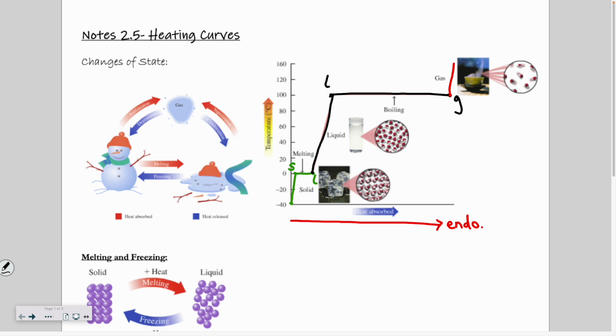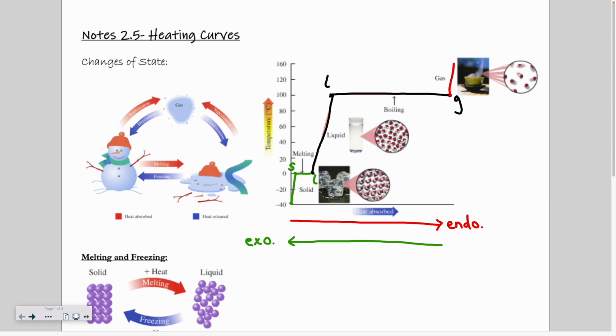If instead I went backwards on this heating curve, meaning I'm removing energy, so if I'm going from a gas to a liquid, for example, or a liquid to a solid, I'm moving backwards, heat is actually released. So it's an exothermic process. When an endothermic process happens, energy is put in, and so what you would feel is actually cold. And if you have an exothermic process, heat is being released, so what you would actually feel is hot.